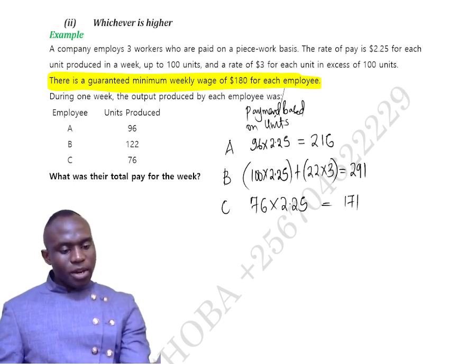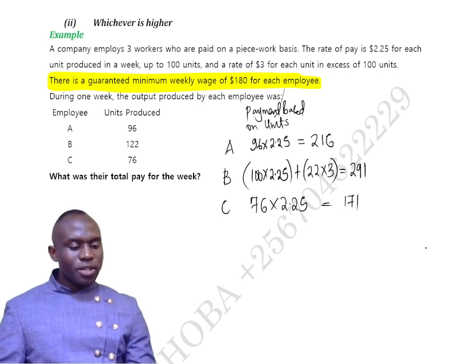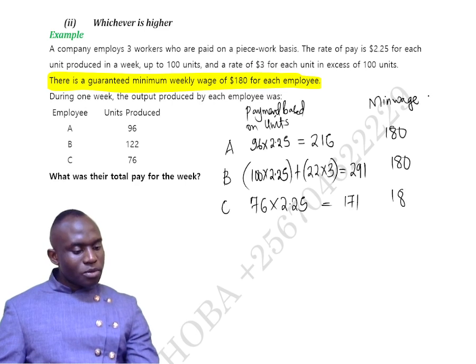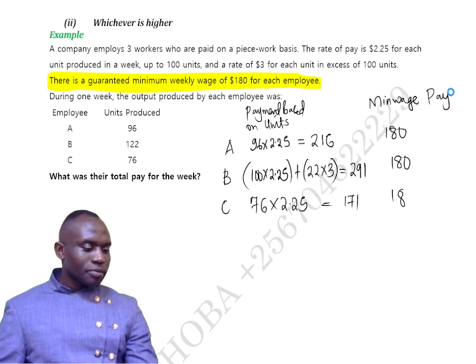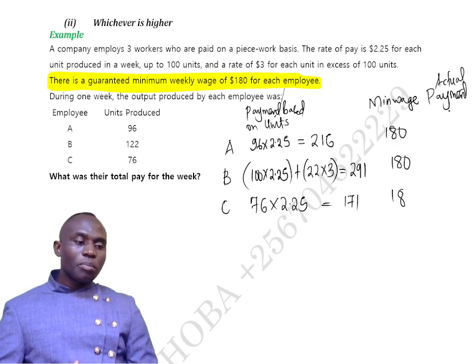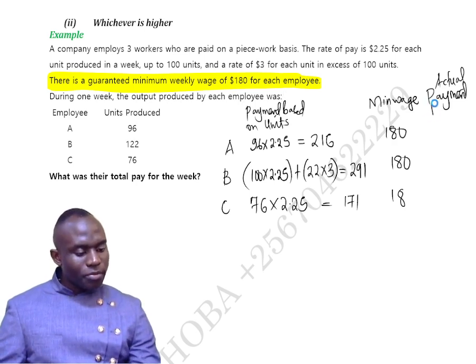no one leaves the company with less than 180. So here I'm putting minimum wage. So every week someone should get a minimum of 180. No one leaves with less than 180. So what would be the actual payment? So for A, we are picking out the higher. So the actual payment is the higher of the two.